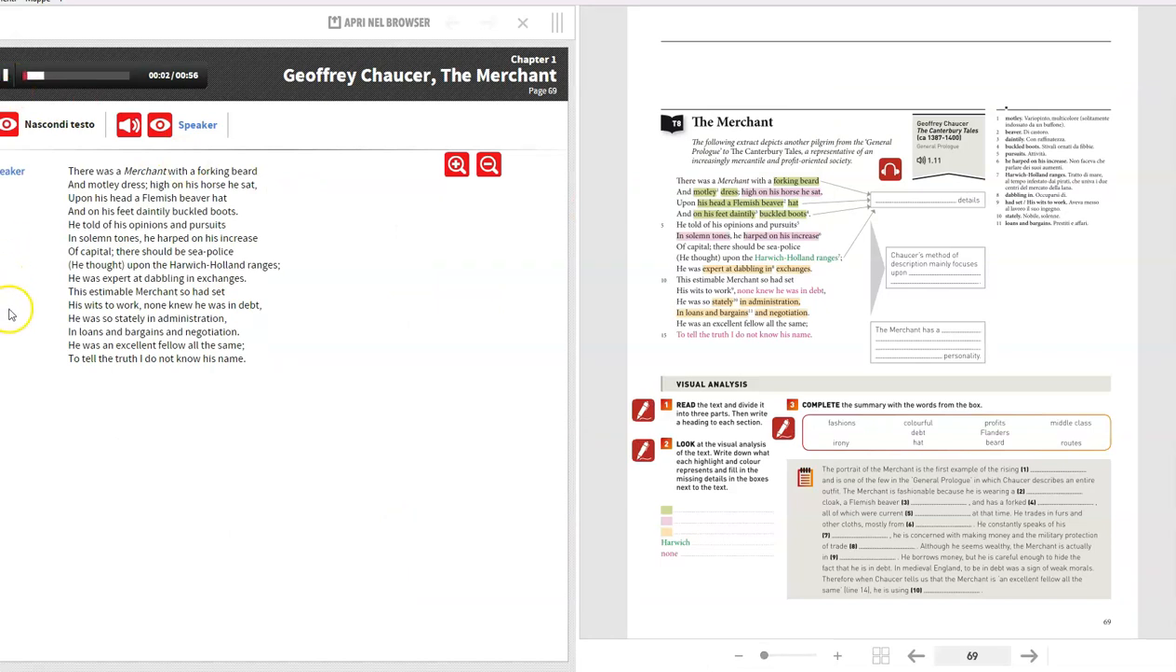Geoffrey Chaucer, The Merchant. There was a merchant with a forking beard and motley dress. High on his horse he sat, upon his head a Flemish beaver hat, and on his feet daintily buckled boots. He told of his opinions and pursuits in solemn tones. He harped on his increase of capital. There should be sea police, he thought, upon the Harwich Holland ranges. He was expert at dabbling in exchanges. This estimable merchant so had set his wits to work, none knew he was in debt. He was so stately in administration, in loans and bargains and negotiation. He was an excellent fellow all the same. To tell the truth, I do not know his name.